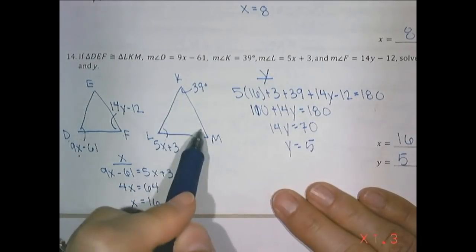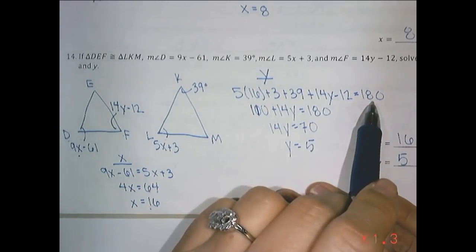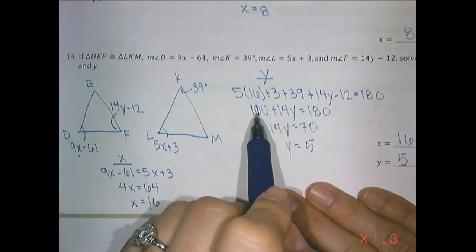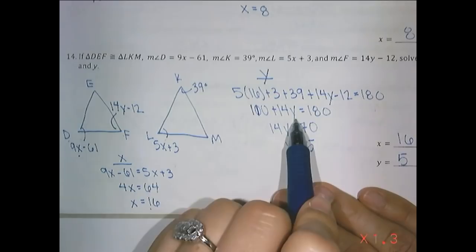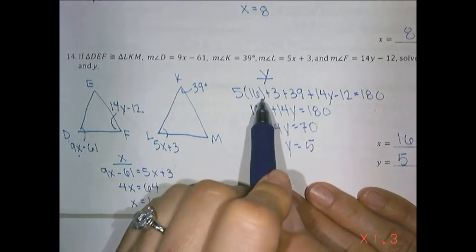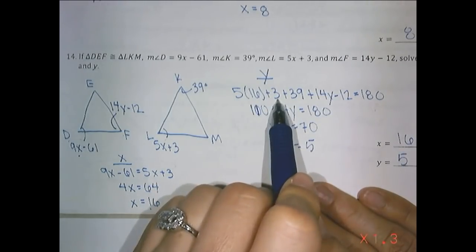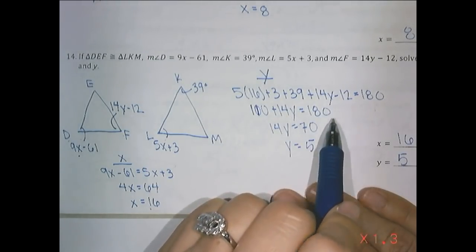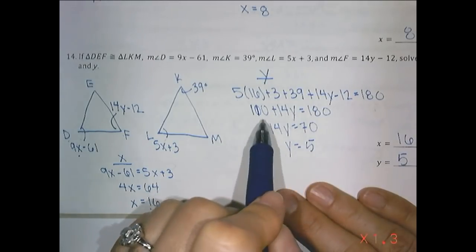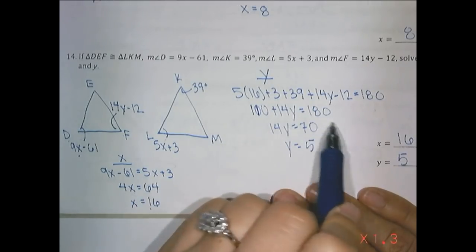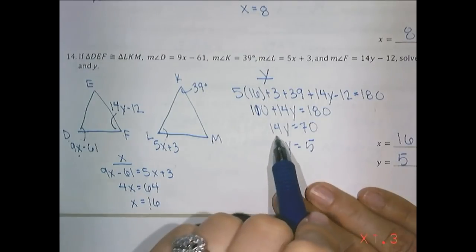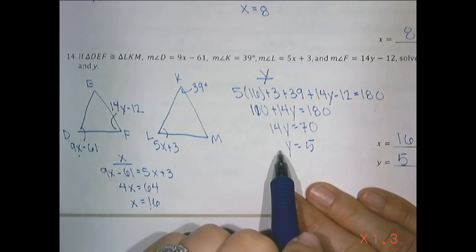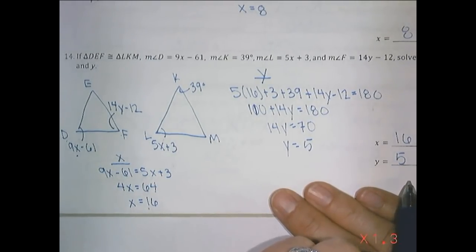So all of these angles added up and set it equal to 180. I'll combine like terms, and I'll get 110 plus 14y equals 180. Multiplying these, adding this, and subtracting this. And now I want to move this over. I'm going to subtract 110 and subtract 110 and get 14y equals 70. Now divide by 14 and divide by 14 and get y equals 5.